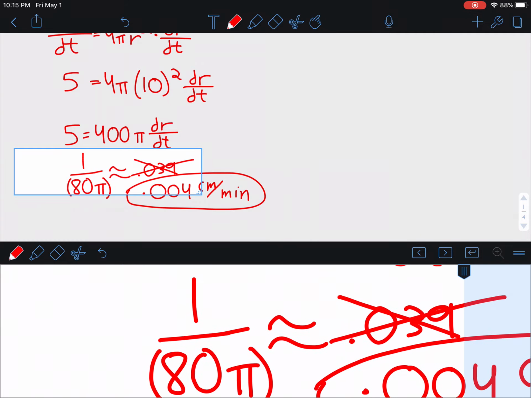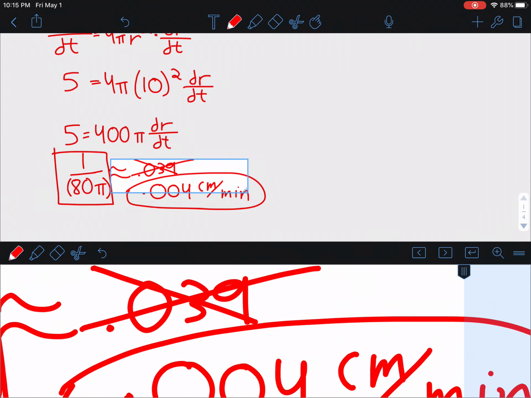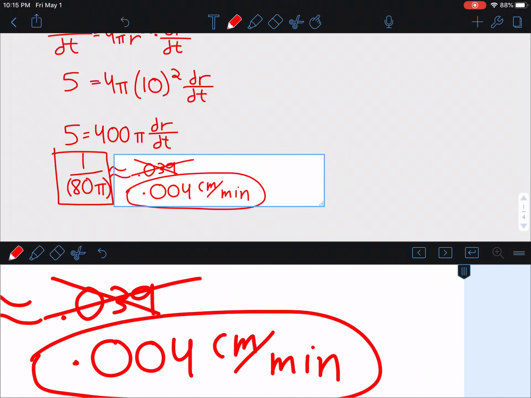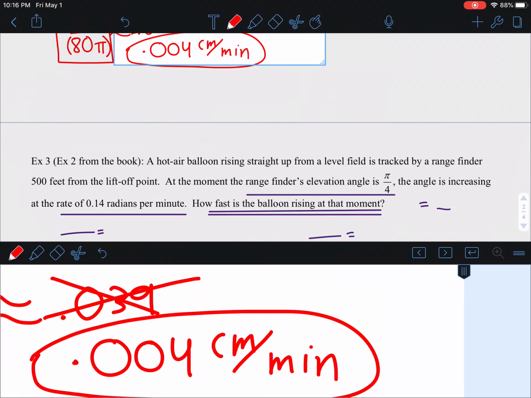Okay, now honestly, exact answer is probably better, right? But I just wanted to talk about the calculator thing here real quick. Okay, don't forget units. Every answer we look at today and tomorrow is going to have units in it. Okay, let's take a look at another one.